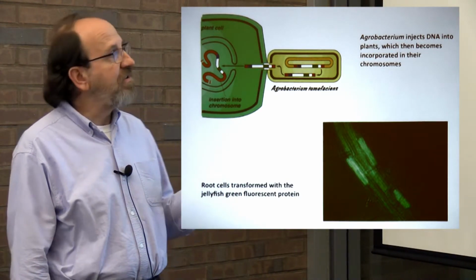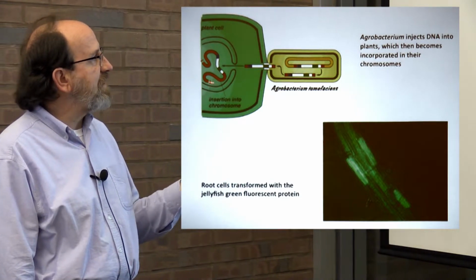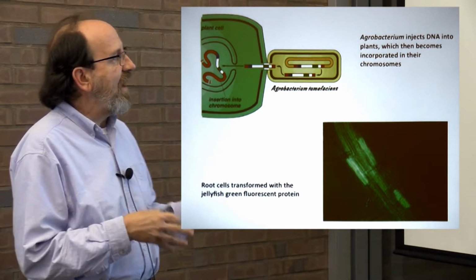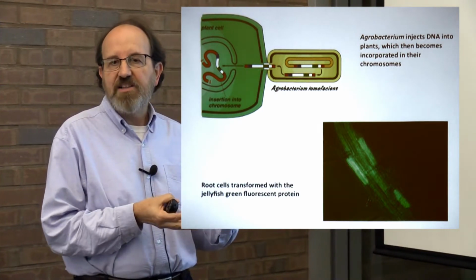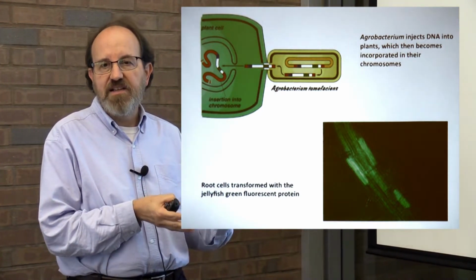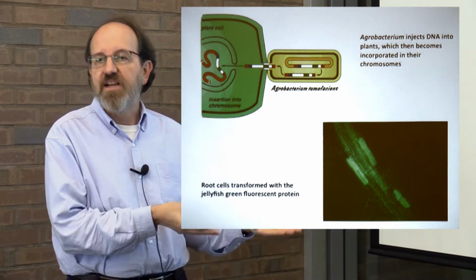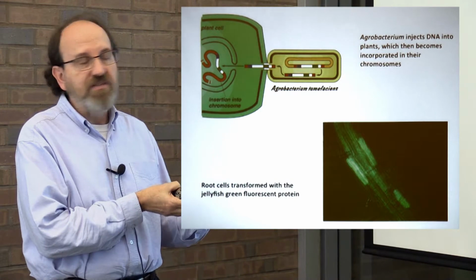Why does the bacterium do this? Because on that piece of DNA are genes that cause cells to divide irregularly, as well as genes that provide the bacterium with a food source, an amino acid that it uses as food. So basically the bacterium is making lunch for itself by doing this transformation.